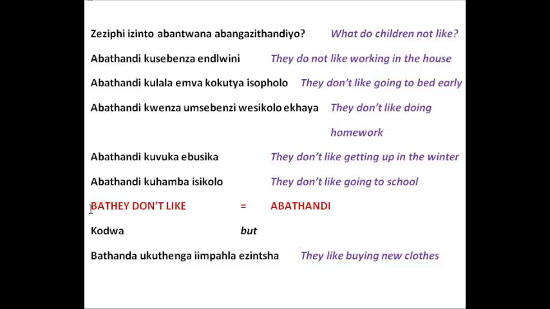So bathanda, they do like, will become abathandi, they don't like. And the key vocabulary, ukusebenza endlini, to work in the house. Ukulala emva kokutya isopholo, to go to bed after eating supper, ukwenza umsebenzi wesikolo, to do schoolwork, ukuvuka ebusika, to get up in the winter, ukuhamba isikolo, to go to school, ukuthenga impahla, to buy clothes, or ukuthenga impahla ezintsha, to buy new clothes.